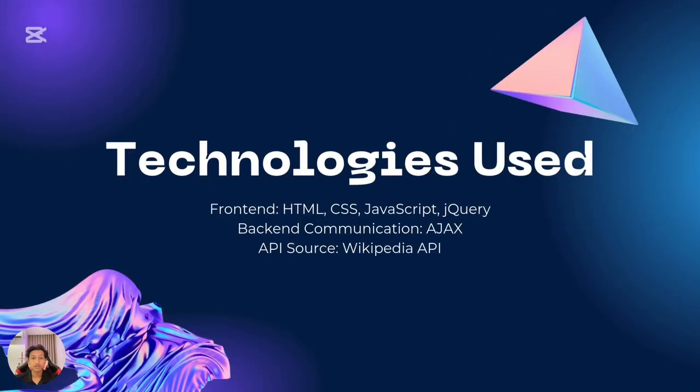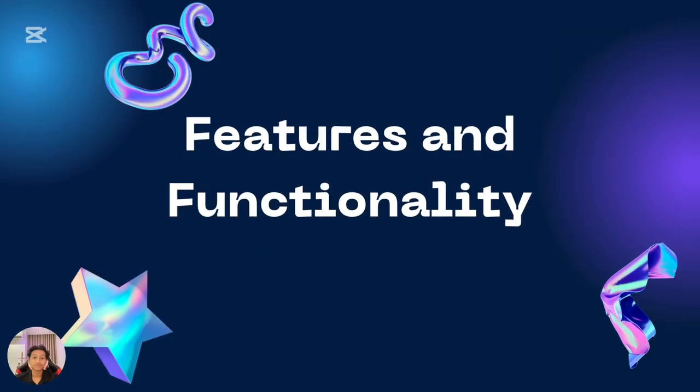Moving on to the technologies used. For the technical side of things, we've used a combination of technologies such as HTML, CSS, JavaScript, and jQuery. This allows us to build a user-friendly interface. For backend communication, we use Ajax to fetch data, and we rely on the Wikipedia API to pull the contents.